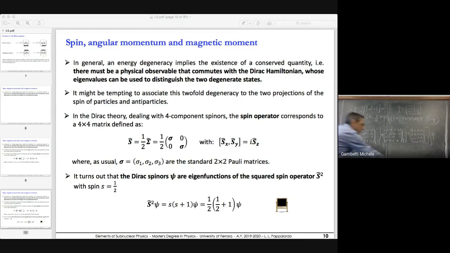So overall, we obtain now the eigenvalue equation that you saw already in the previous slide: S squared psi is equal to 1/2 times 1/2 plus 1 psi, which corresponds to S times S plus 1 psi, with S equal to 1/2.